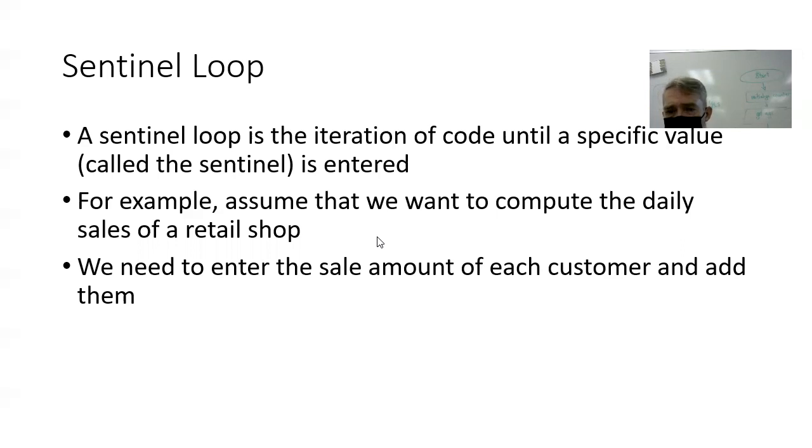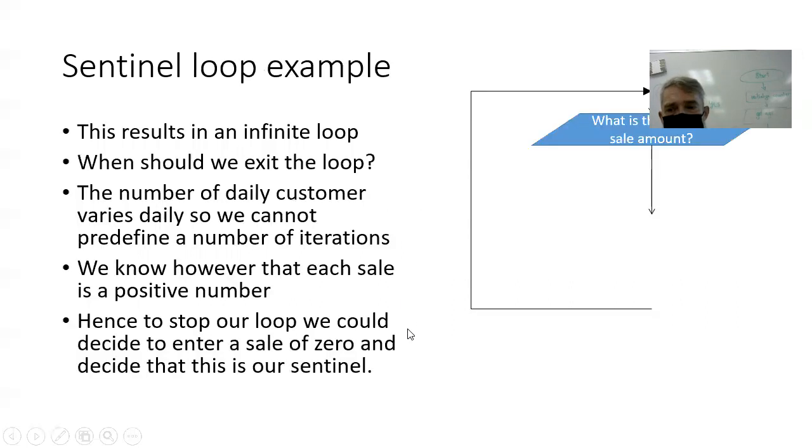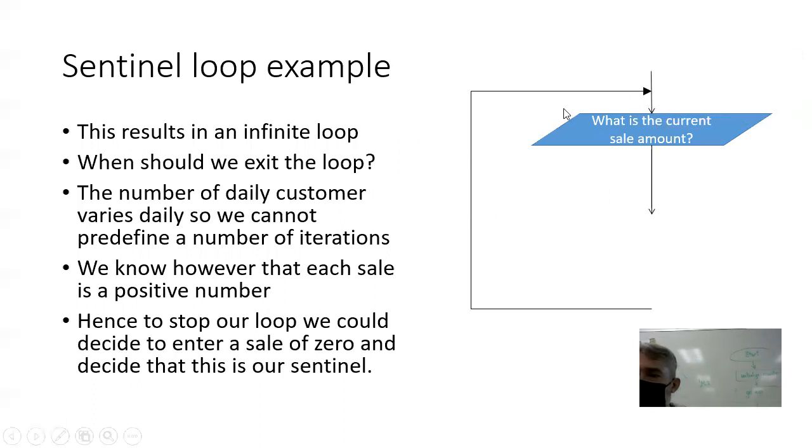So for example, if we wanted to compute daily sales in a retail shop, when are we going to stop? This is the question that we're trying to answer, right? If we keep getting new values for the sales amount, when are we going to stop? We might never stop if we don't put in there somewhere a diamond, what we call our decision block. We have to have some kind of decision. Are we going to continue or not? And that isn't here yet. So we can see that this is not quite complete.